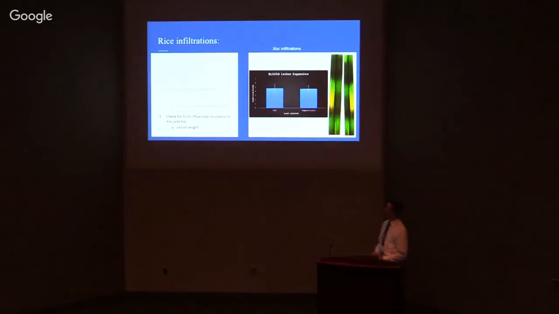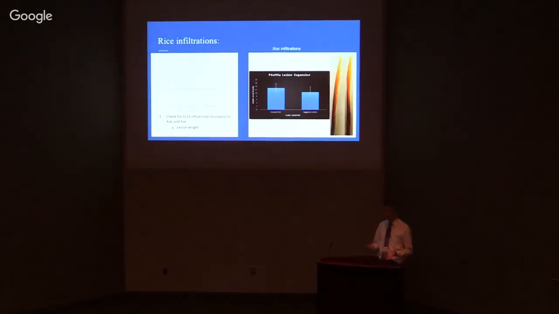Okay, so then I checked whether FLS3 influences resistance to Xoo and Xoc. I infiltrated my rice by syringe infiltration with Xoc. When you use a syringe, you just push the bacteria in through the stomata, which is closer to actual conditions. As you see, after 14 days I measured the lesion length, and there was no significant difference.